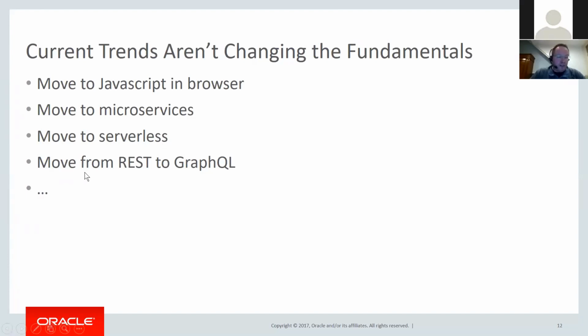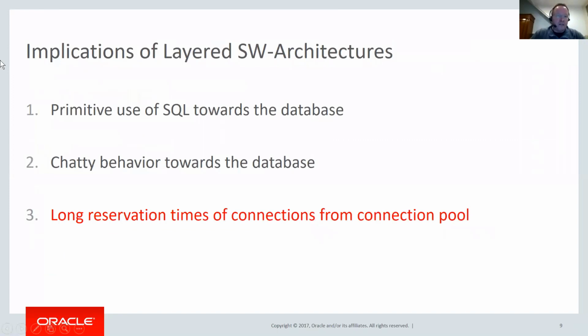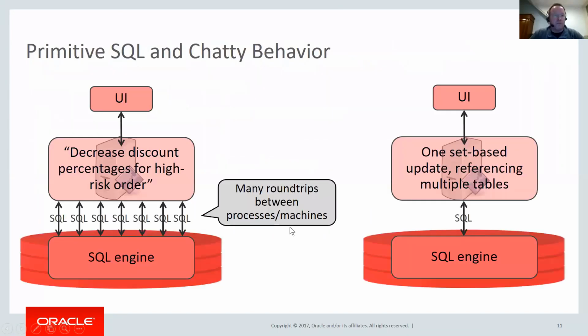And actually very lately there's this thing going on where we move away from REST and maybe start using GraphQL, where again instead of having multiple REST calls to get our stuff done, we have something more sophisticated, though still a chatty behavior from the application server towards the database server. But all these trends in general aren't changing the fundamentals, being we still see primitive use of SQL, we still see a chatty behavior towards SQL, and we still see this third thing going on.